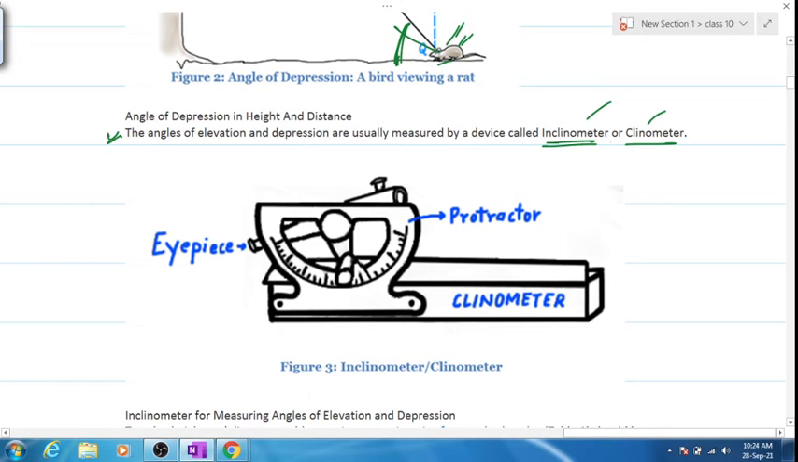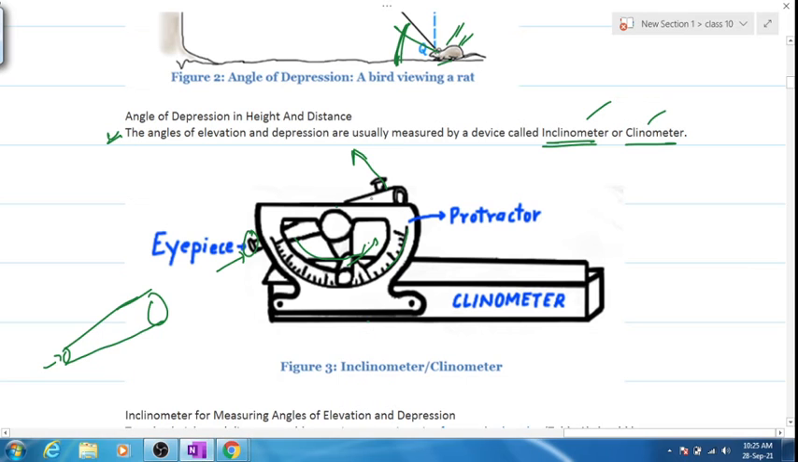Okay, so this device looks like this. This is a clinometer. This is the eyepiece. Eyepiece means the place from where you will be looking at the object, like a telescope. You start looking from here and it ends out here, right? So this is the eyepiece and this is the protractor sort of a thing. If we change the angle out here, if it goes up, the angle of elevation is increasing, so this thing will go out here and you will get the angle of elevation from here.